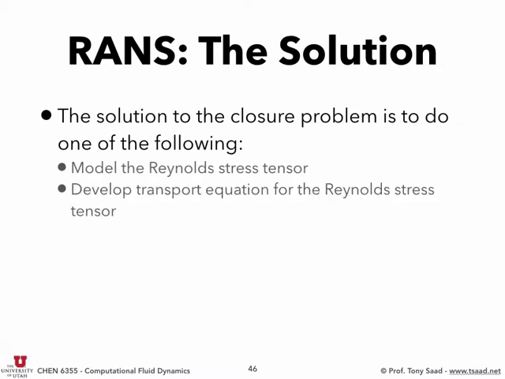The other solution is, just like we developed equations for the mean velocity, let's develop equations for the stress tensor. Can we develop an equation for d by dt of the mean of u prime u prime? Yes, we can. But that's going to create another problem, because you're going to start creating triple correlations, ui prime, uj prime, uk prime. And then you can develop an equation for those, and you're going to end up with quadruple correlations. Now, in statistical theory, these are known as moments. The u prime u prime is a second order moment, the triple correlation is a third order moment, then a fourth order moment, and so on.